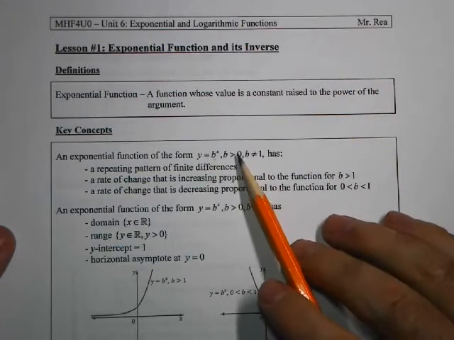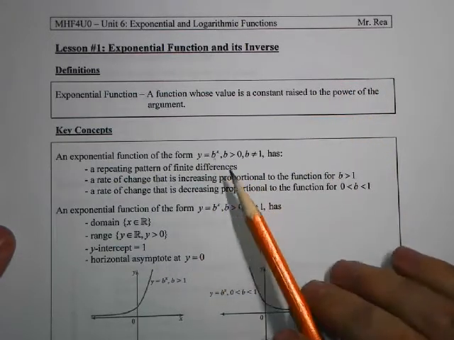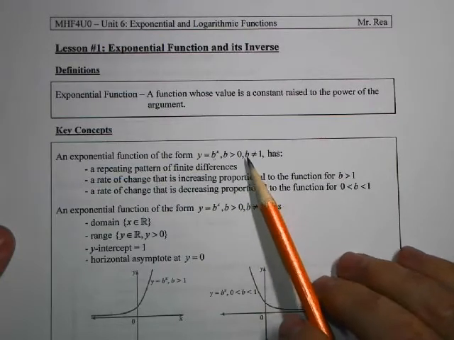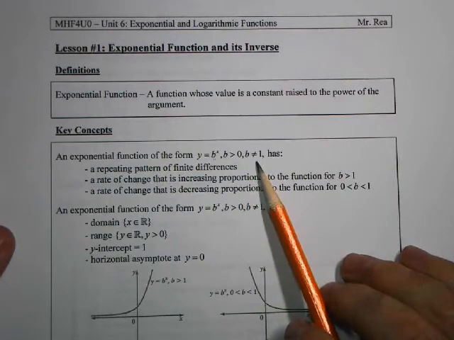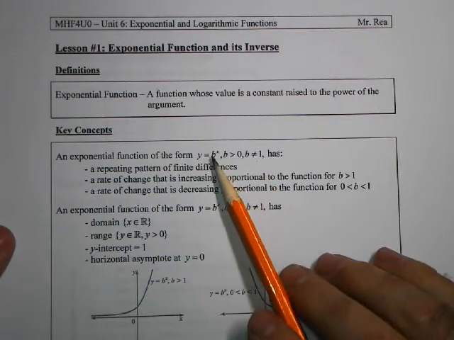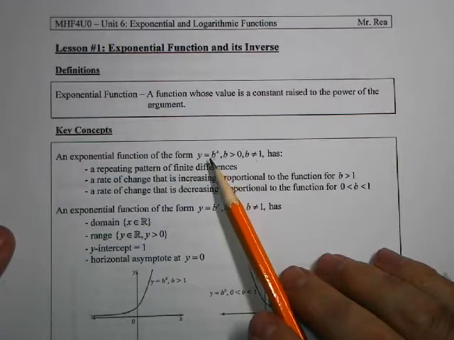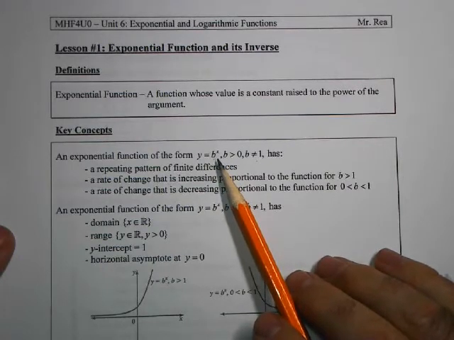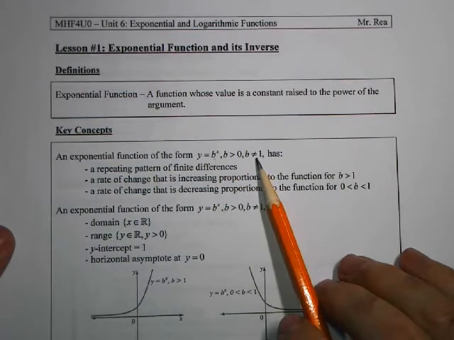A couple of restrictions on the base. The base has to be positive, and it can't be equal to 1. The reason why it can't equal 1 is because if you had a base of 1, 1 to any power is going to be 1. So if you graphed it, it would just be a straight line, y equals 1. That's obviously not exponential, that's linear. So we remove the base of 1.